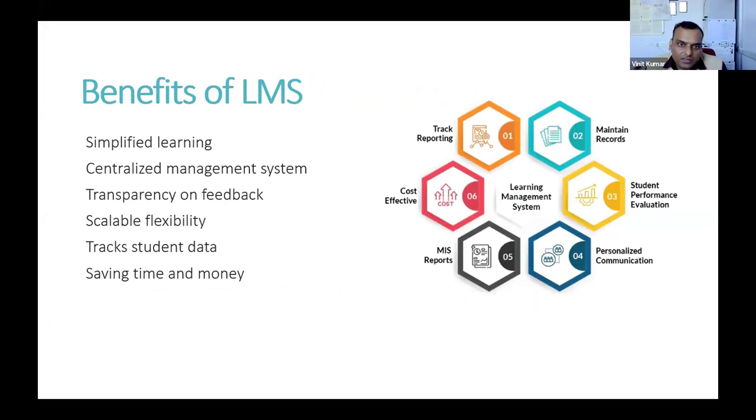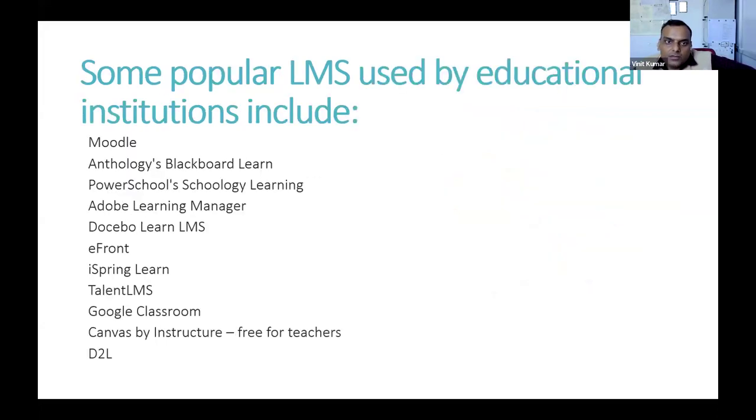What are the benefits of a learning management system? The benefits are simplified learning, where users can learn easily, centralized management of the system, transparency, and feedback. You can take feedback also. It has scalability and flexibility. You can track students' data and save time and money. So these are some benefits.